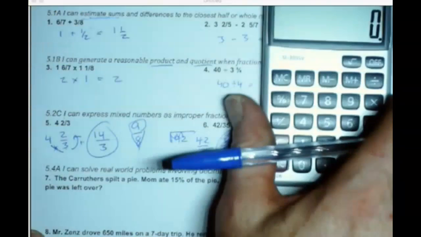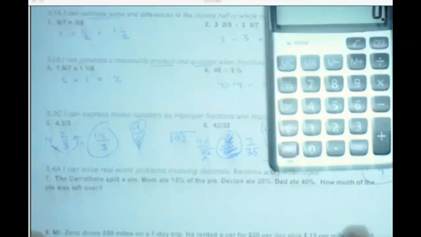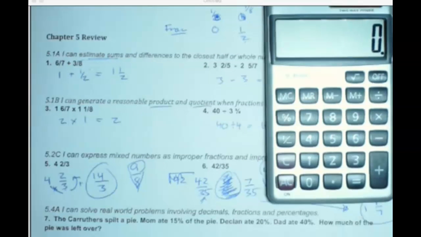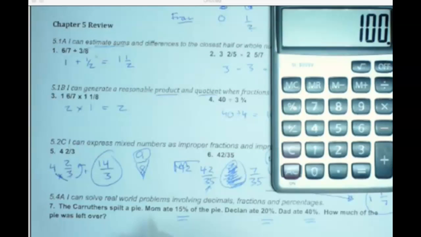Calculator on, so I'm going to slide mine in here and get ready to read this problem. The Crothers split a pie. Mom ate 15%, Declan ate 20%, Dad ate 40%. How much of the pie was left over? Well, this is pretty simple when you really think about it. We have 100% in a whole pie, so we have 100%, and I'm just going to subtract out what Mrs. Crothers ate. I'm going to subtract out what Declan ate, the 20%, and I'm going to subtract out what her husband ate.